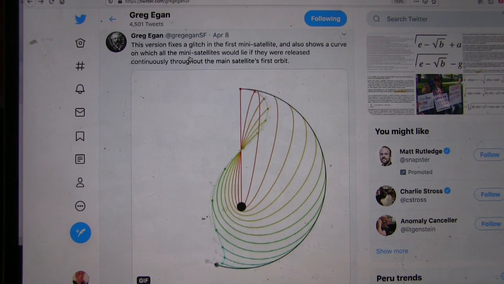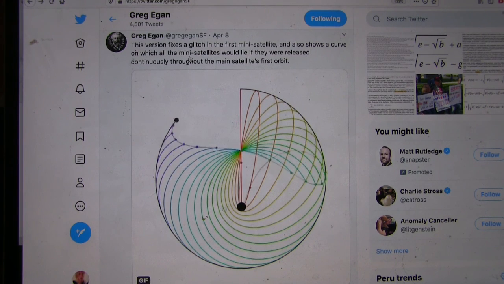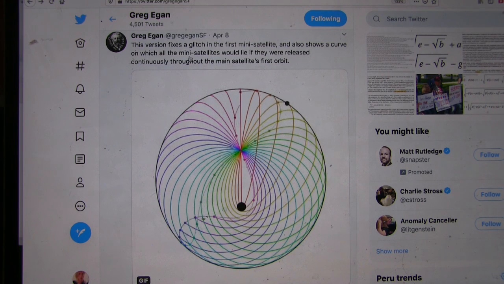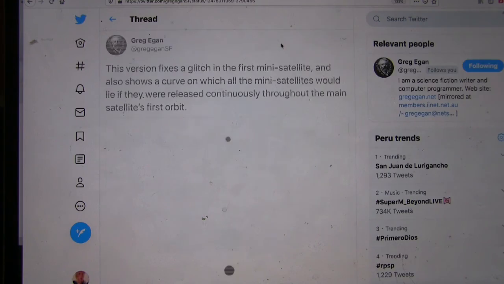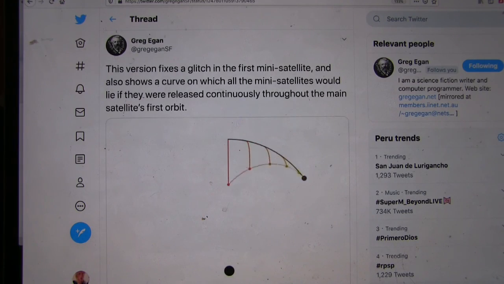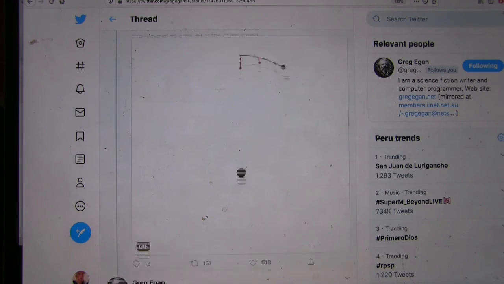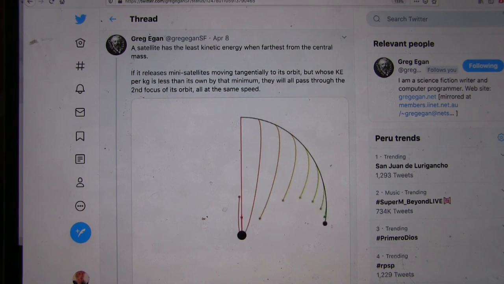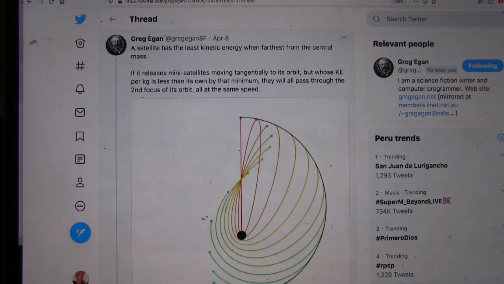Okay, so this is a tweet by our friend Greg Egan. Sorry, I started with the one where he fixed a glitch, but I better explain what the first one was. What's going on here? Okay, so here's what's going on. Why don't you say what he's trying to model here?